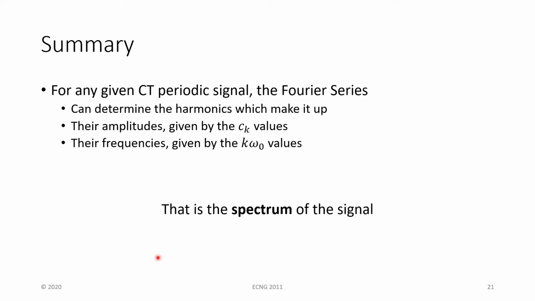So for any given continuous time periodic signal, the Fourier series equation can tell us the harmonics which make it up, the amplitudes at the harmonics given by the c_k values, and the frequencies by the k omega naught values. And these 3 characteristics give us the spectrum of the entire signal.